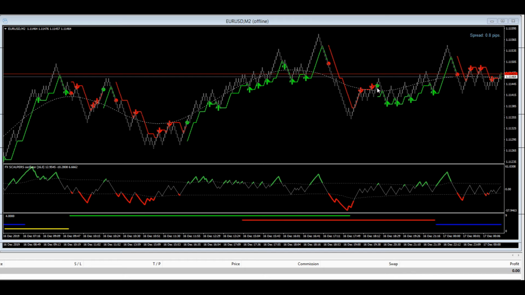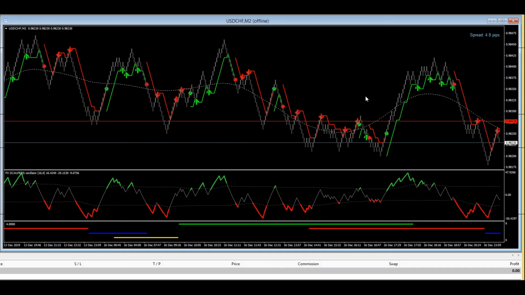trend has ended, and we are now looking for only buy entries. At the same time, you notice this red dot here. It tells us that the buy trend has ended, and we're looking for sell signals. So you notice we had two of these great sell signals later in the day as well.